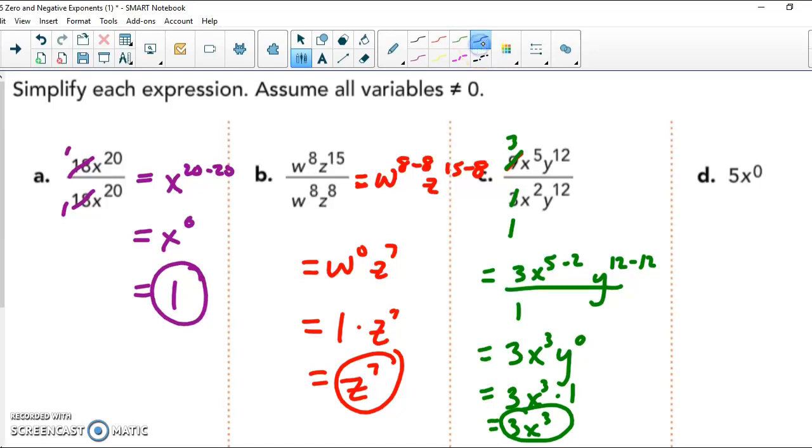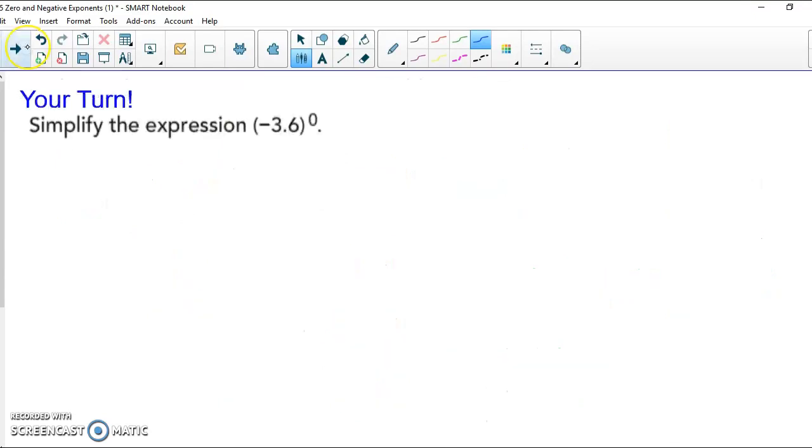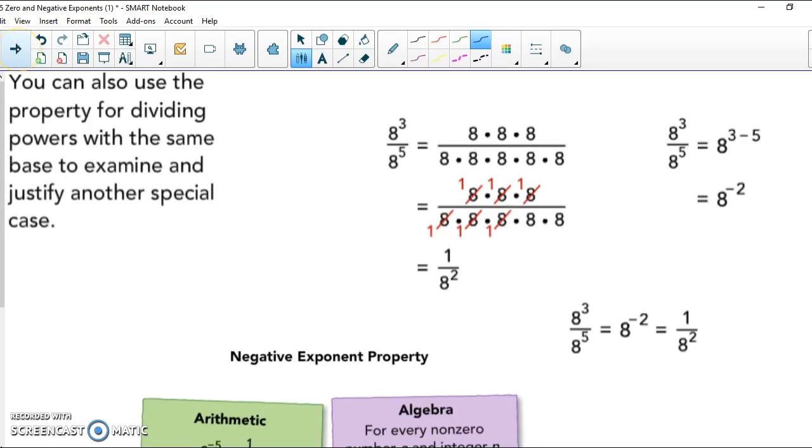Awesome job. Now let's check out letter D. I have 5x to the 0 power. Remember, my exponent only applies to what it's touching, which in this case is the x. So I have 5 times x to the 0 power. Well, x to the 0 power is 1. So this is really 5 times 1, or 5. It is time for you to try one on your own. So go ahead and pause the video and check out -3 6/10 to the 0 power. Well, you've probably already done so because anything to the 0 power equals 1. I knew you'd be good at this.